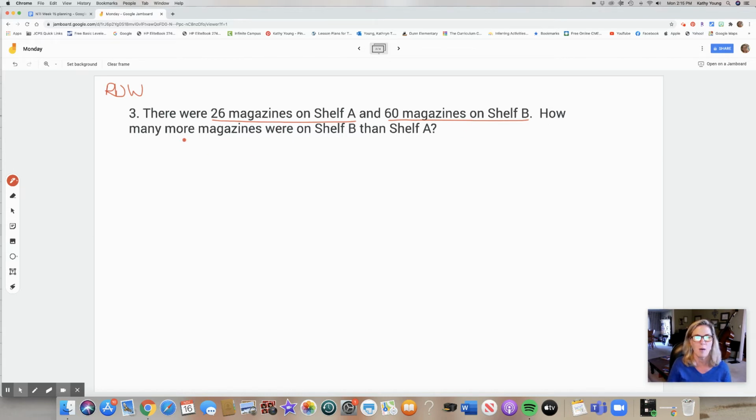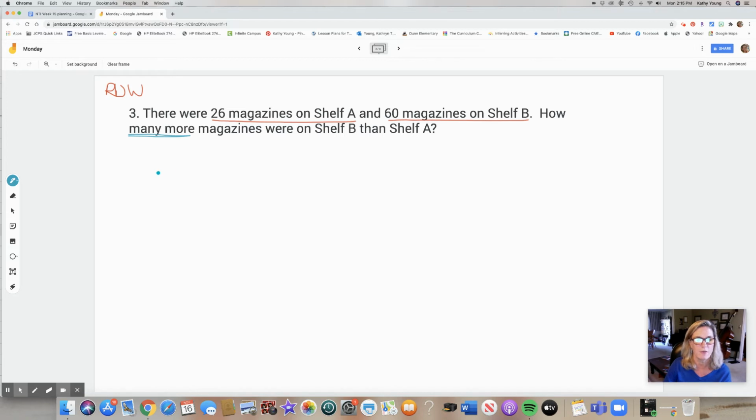And it says, how many more? Oh, I want to underline that. That's some important words right there. How many more magazines were on shelf B than shelf A? So anytime that you are asked how many more, you're subtracting, you're finding out a difference. Okay, they don't want to know how many total magazines are there.